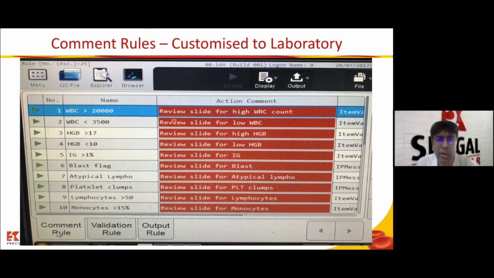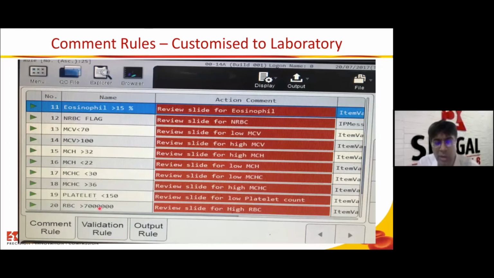But we also help them because we have written review slide for high WBC count. So they know that the machine flagged the WBC for 20,000. So instead of just simply writing leukocytosis, which the machine already writes, this is our lab defined rules. We are telling them the machine is flagging for atypical lympho, and this is why we are reviewing the slide. So this is the actual flag which comes in my analyzer.